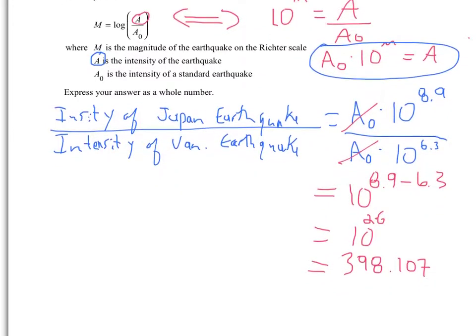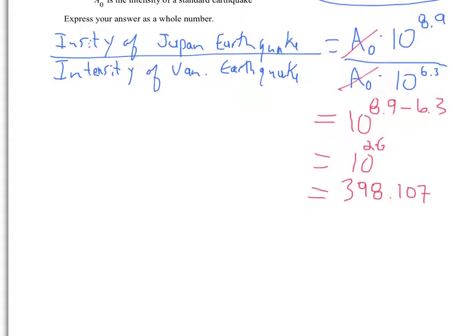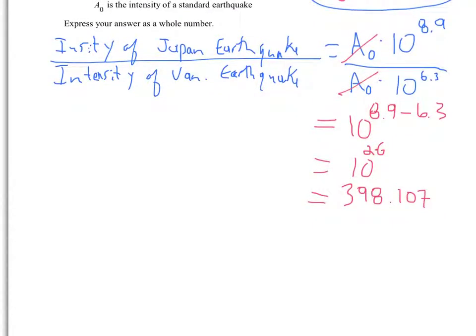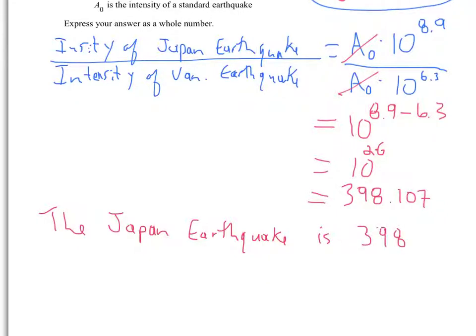So the Japan earthquake is 398 times as intense.